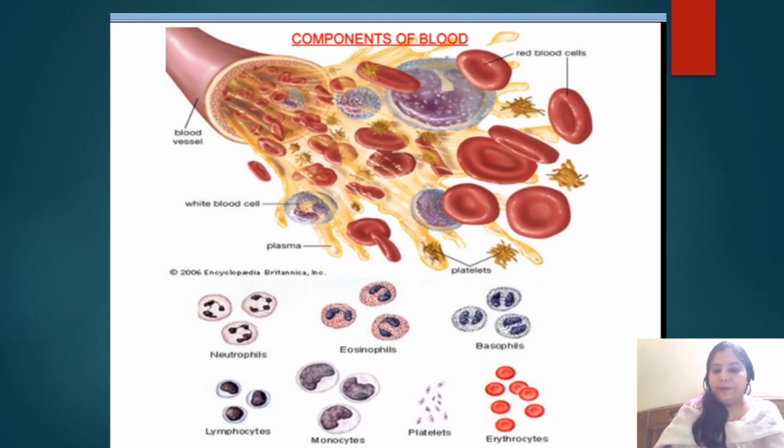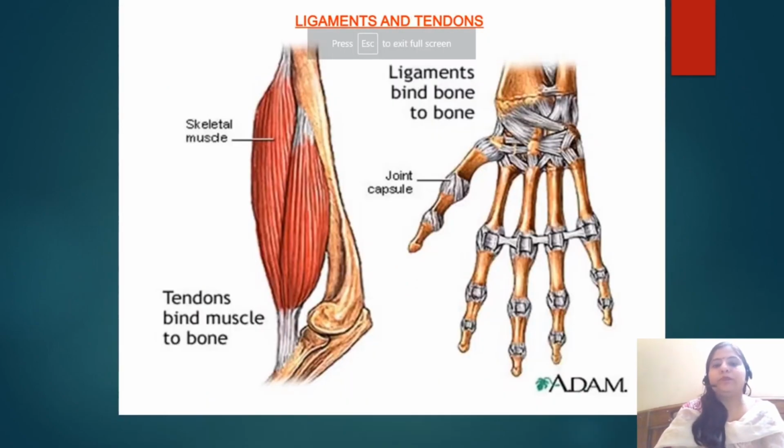These are the different components of the blood. In blood also different types of cells are present: WBCs, RBCs, platelets, monocytes, lymphocytes, neutrophils. These monocytes, lymphocytes, neutrophils, the basophils and eosinophils are the types of white blood cell.